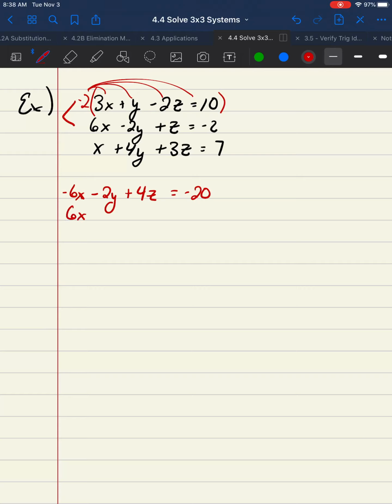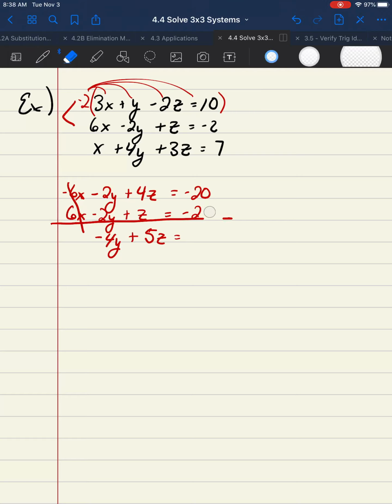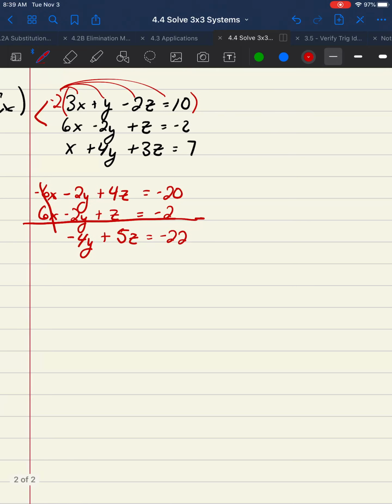2 times 3 is 6. Helps if I multiply correctly too. Bottom equation, or the middle equation, we're not messing with yet. And I'm going to combine these 2 together. X's cancel. Negative 4y.